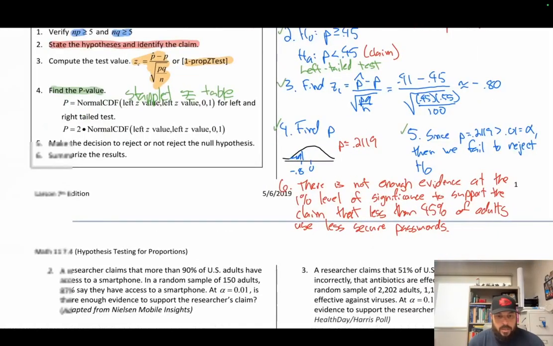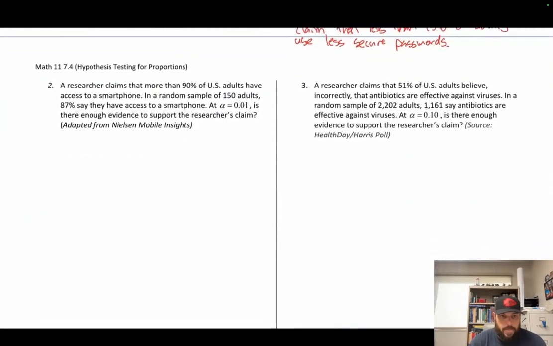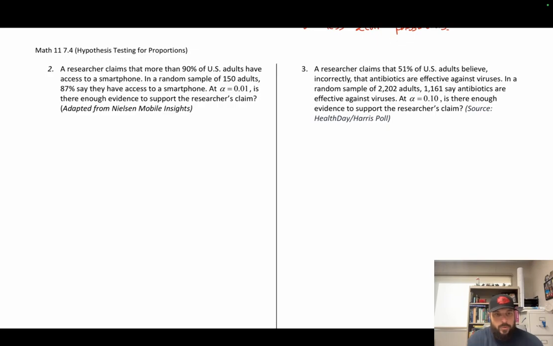All right, let's look at a couple more examples here. Number 2. A researcher claims that more than 90% of U.S. adults have access to a smartphone. In a random sample of 150 adults, 87% say they have access to a smartphone. At an alpha of 0.01, is there enough evidence to support the researcher's claim? Same process, go through all the 6 steps. We'll identify our parts that we need as well.